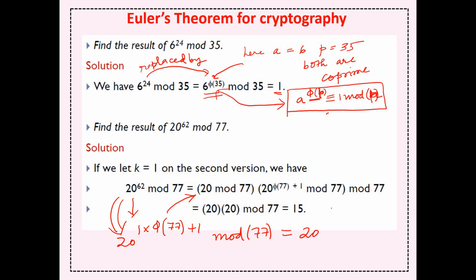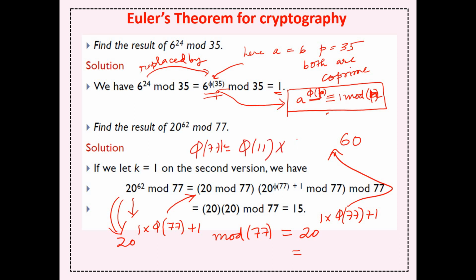So 20 to the power 1 into phi 77 plus 1. I'm not writing the mod part of it. So this phi 77, if you compute, it will come as 60. Why? Because 77 is 11 multiplied by 7. So this will be 60. This we already did with the basic formula. So this is 60.